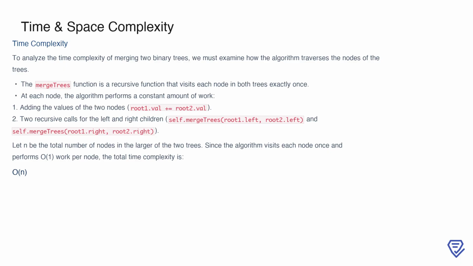Since each node is visited exactly once and the work done at each node is constant, the overall time complexity is O(n). This means the runtime scales linearly with the number of nodes in the larger tree, making the algorithm efficient in terms of time complexity.